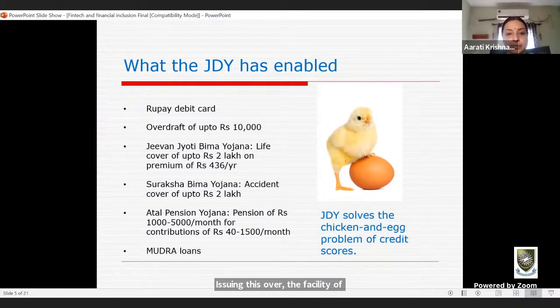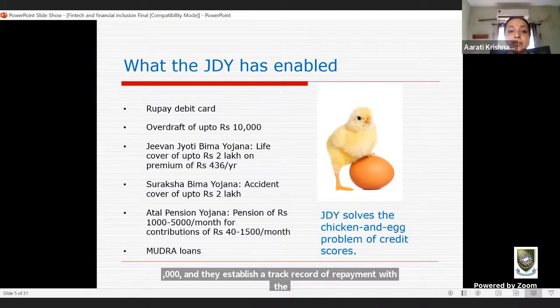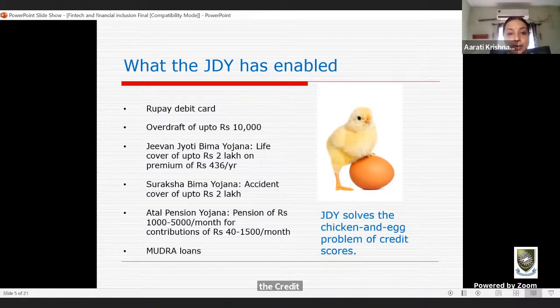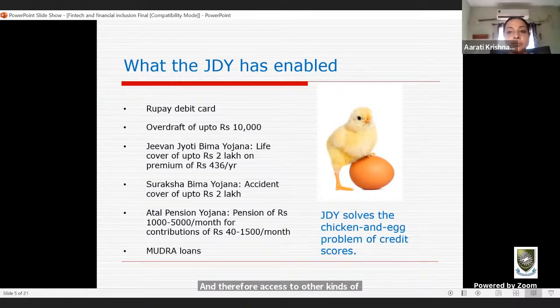It has said anybody with a Jan Dhan Yojana can get an overdraft of up to 10,000 rupees. So it helps the borrower borrow a small sum of 10,000 rupees and establish a track record of repayment with the bank. Once he establishes it, his name enters the credit bureaus. Once it enters the credit bureaus, he gets a credit score and therefore access to other kinds of loans, bank loans, NBFC loans becomes much easier. And the person doesn't have to depend on the moneylender.